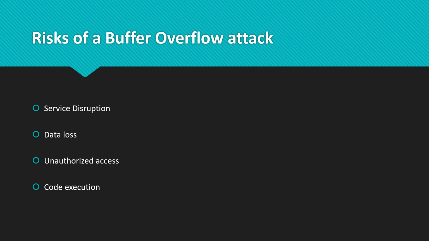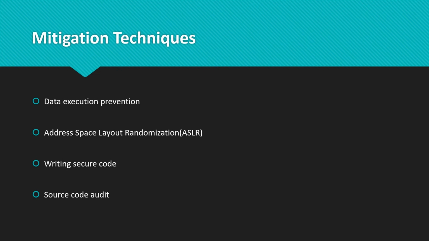Coming to code execution, through a buffer overflow attack, an attacker can use your systems to execute code that the attacker wrote for criminal gain. Coming to the mitigation techniques, the mitigation techniques and methods mainly depend upon the type of threats. These are some of the mitigation techniques.